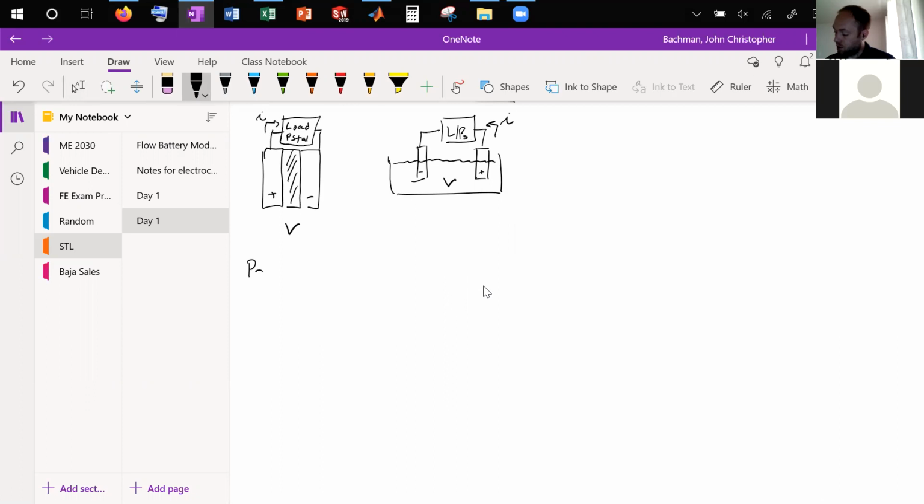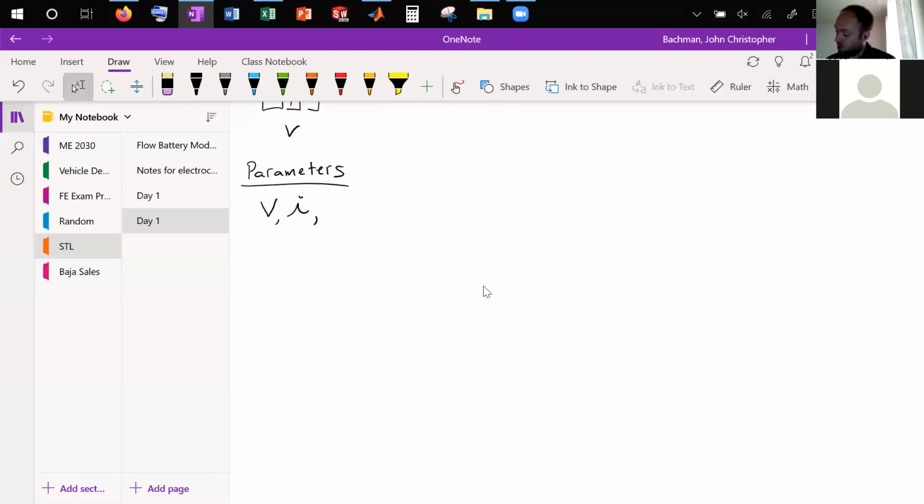So we have a few parameters, just variables in the system that we want to understand. And right now we have voltage, we have current. Some other ones that we might think about are power, which is voltage times current. And this is instantaneous, and so it'll change throughout time, right? So keep that in mind.